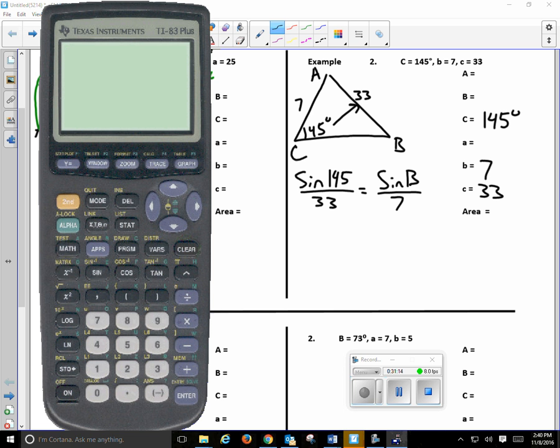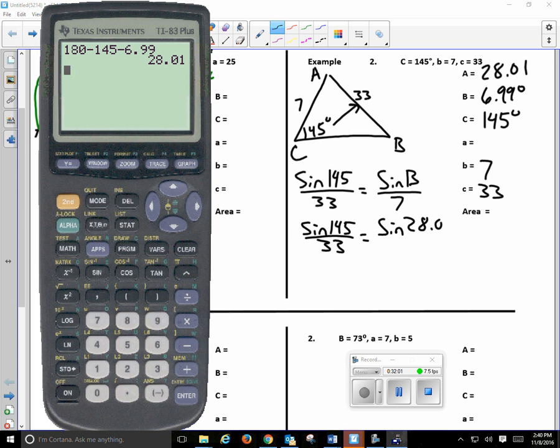So all we have to do is go 7 sine of 145 divided by 33. We get 0.12. We know sine can be equal to that. And I get 6.99. So angle B is 6.99 degrees. I can now find angle A, 180 minus 145 minus 6.99 is 28.01. Now finding side A is easy. Sine of 145 over 33 equals the sine of 28.01 over side A.